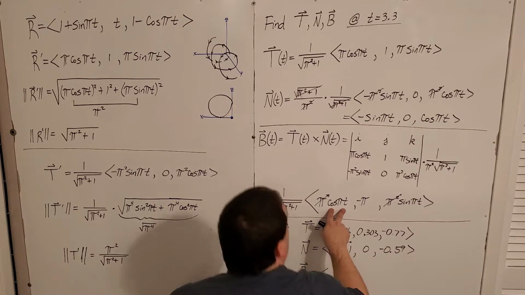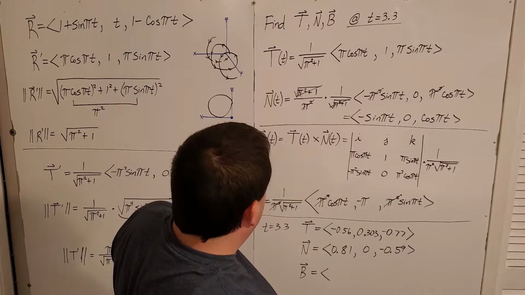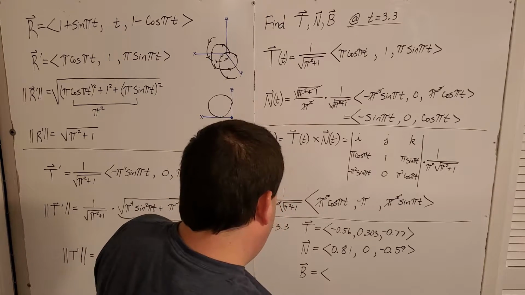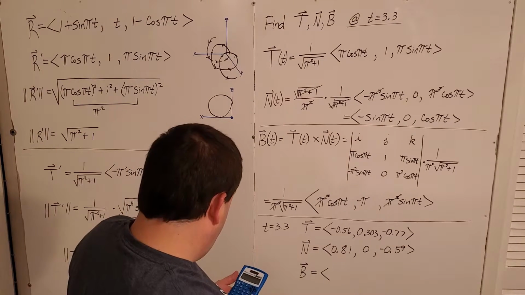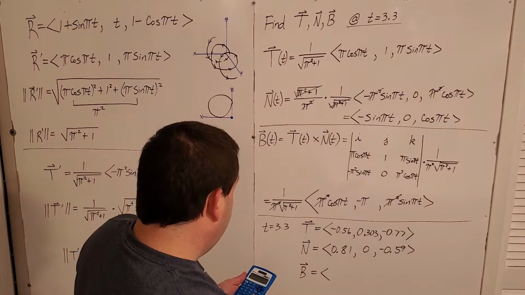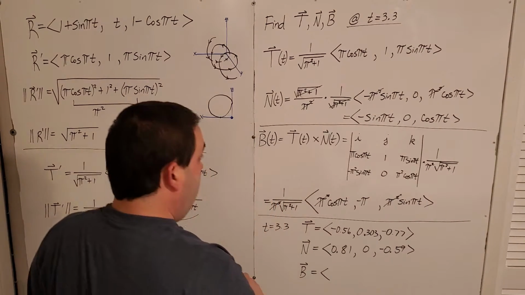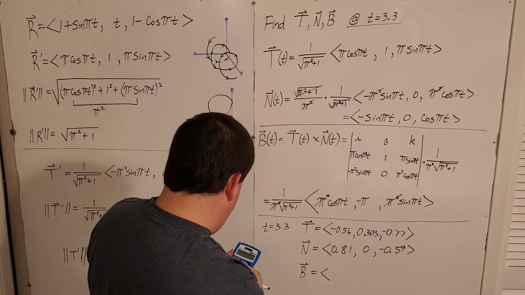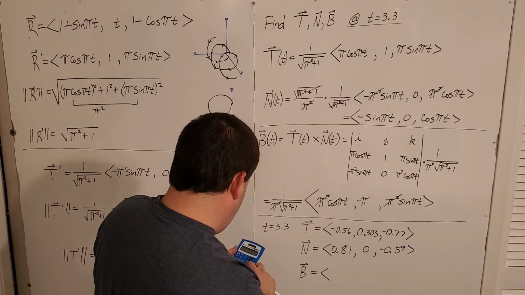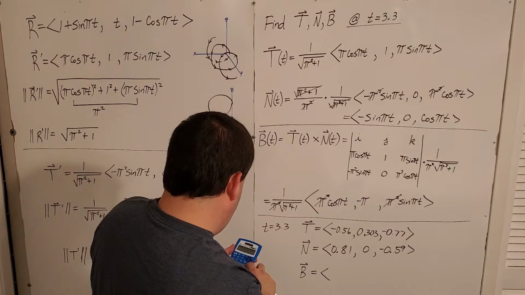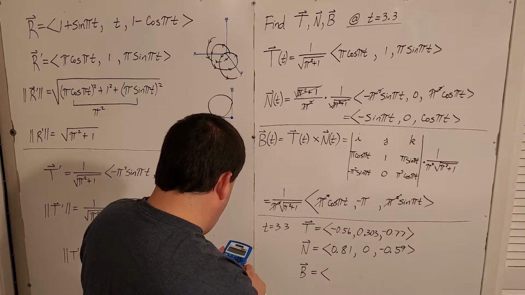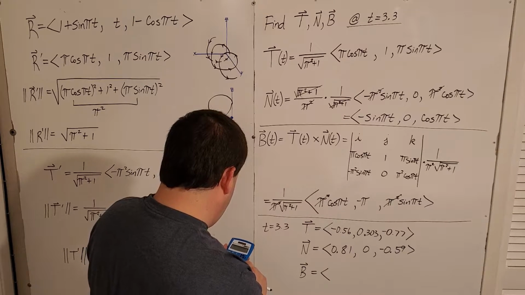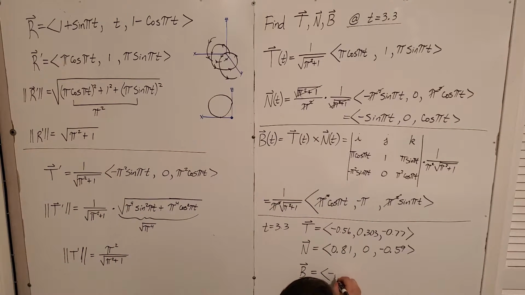And then my b vector for that particular piece. Oh yeah, look at that. Okay. So I've got cosine pi times 3.3 divided by square root of pi squared plus 1. Okay, so negative 0.1718. Right?